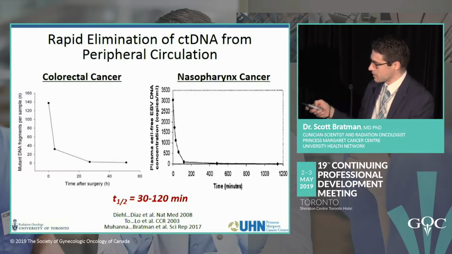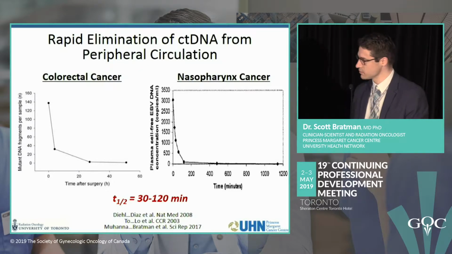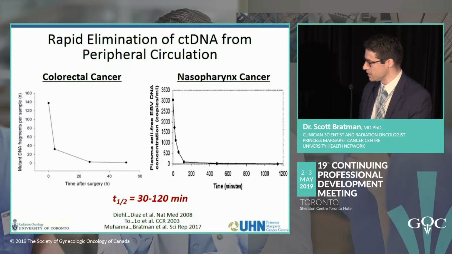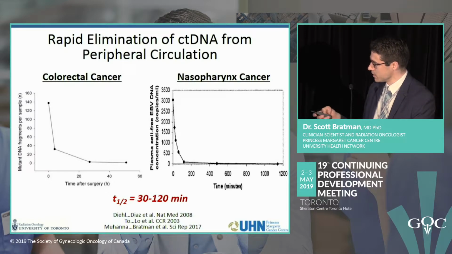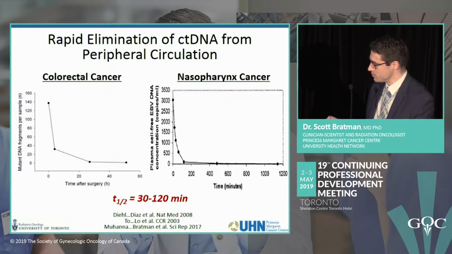So another important aspect of ctDNA biology is it's very unstable in the blood, and it's likely the case because of circulating nucleases and also rapid clearance from the circulation through the kidneys and the liver. And so a couple of examples of this from surgically treated patients, either one with colorectal cancer, another with nasopharynx cancer, looking for mutant DNA molecules in the blood, or in the case of nasopharynx cancer, plasma Epstein-Barr virus DNA as a marker of tumor DNA.